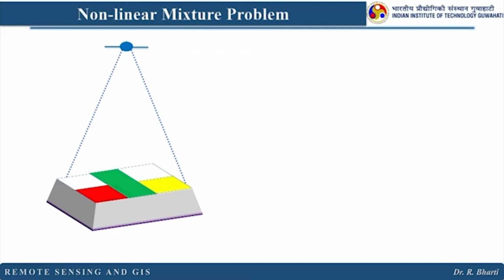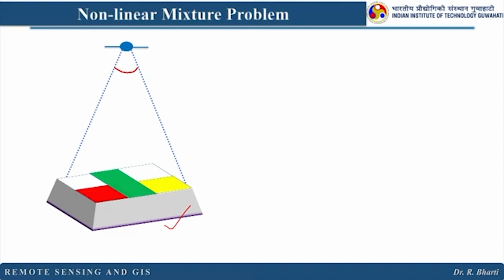Here, if you see, you have 4 different types of material present within the IFOV. Within this field of view, or IFOV, you have 4 different types of material and you know their proportions. They are present in defined proportions and they are linearly mixed, right. Then it is still easy to quantify their contribution in the resultant image spectra.